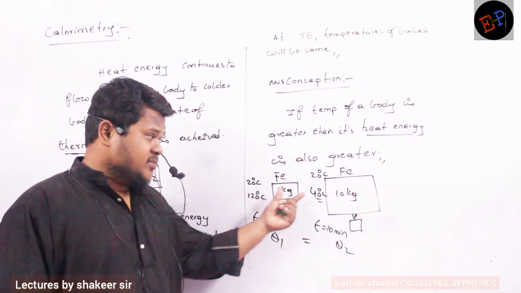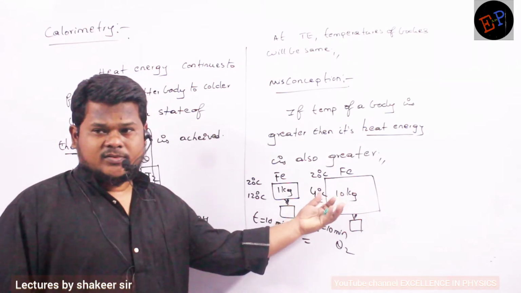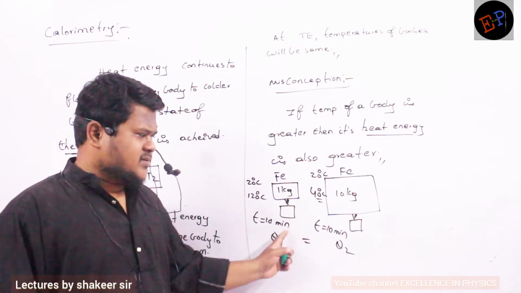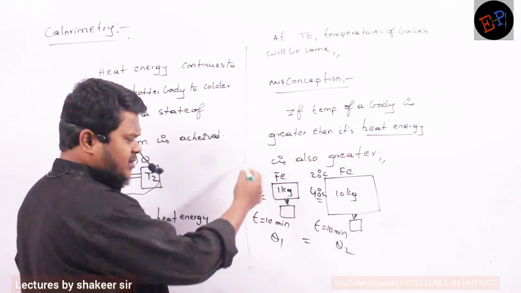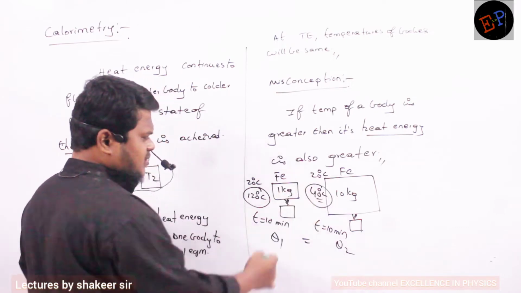Because this is a 1 kg body, this is a 10 kg body. So the 10 kg body's mass is bigger, no? So to raise its temperature, we need a huge amount of heat energy. But we are supplying the same amount of heat energy. Are you able to understand? So what is the final temperature of this body? Final temperature is 120. Final temperature of this body is 40.